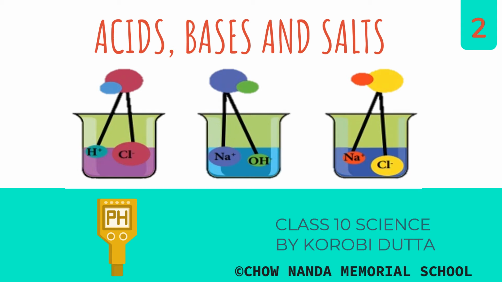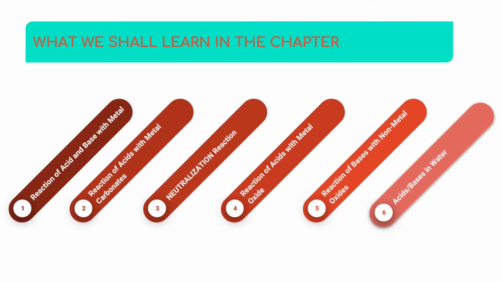This is the second part of your second chapter, Acids, Bases and Salts. Let us together explore it. Today we shall learn about various reactions involving acids and bases. We shall start with the reaction of acids and bases with metals. Then we shall learn about the reaction of acids with metal carbonates and hydrogen carbonates. After that, the neutralization reaction, reaction of acids with metal oxides and reaction of bases with non-metal oxides will be covered. Finally, we shall learn about the mixing of acids and bases in water.